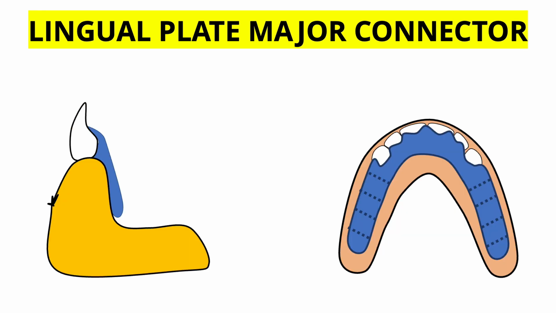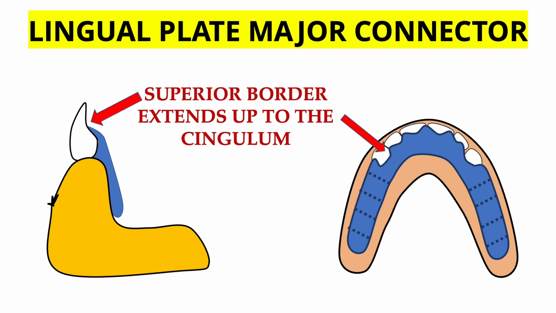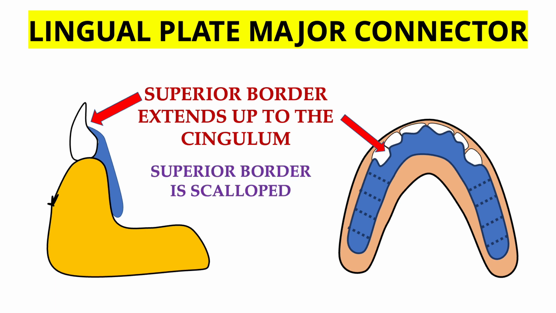Let's see. You can see the superior border extends up to the cingulum of the tooth, but in the lingual bar it is on the floor of the mouth, 3 mm clearance from the gingival margin. And second, the superior border should be scalloped so that it has intimate contact with the teeth. As it has contact with the teeth, there is a chance of plaque and food accumulation and decalcification of teeth. But in the bar, there is no chance of decalcification because there is no contact with the teeth.